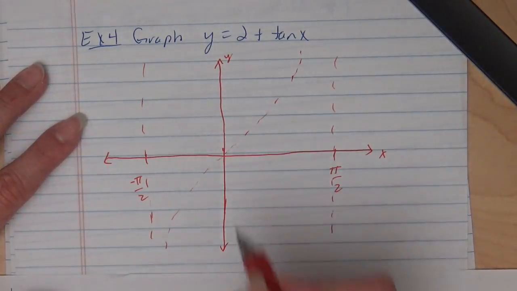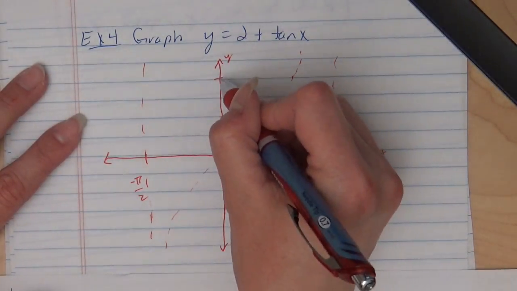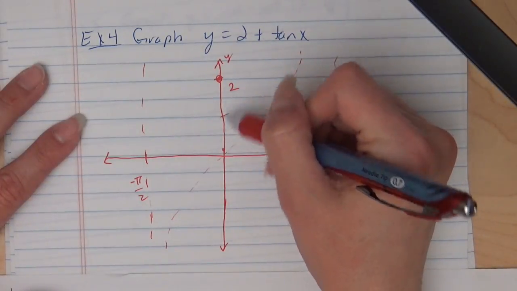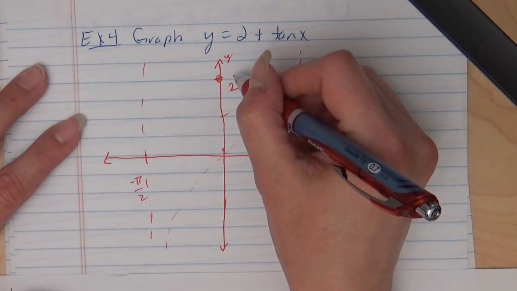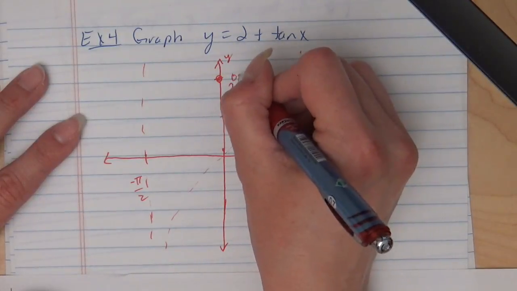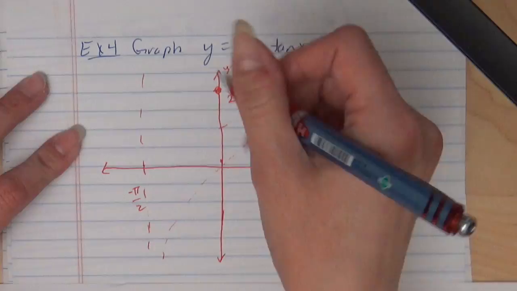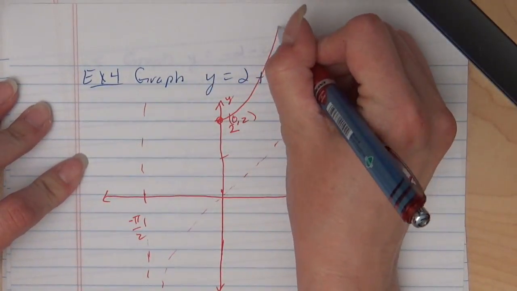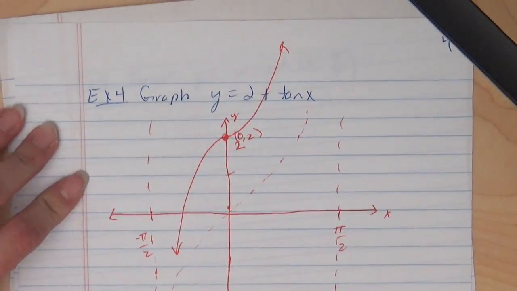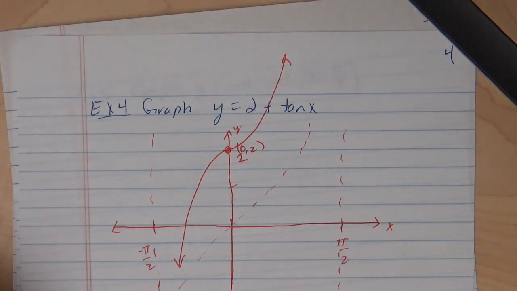Alright, I'm going to be shifting it up 2 units, so I'm going to put it up here at 2. So my y-intercept has moved up to the ordered pair (0, 2). And I can draw the same function through here. So that's what this graph looks like.